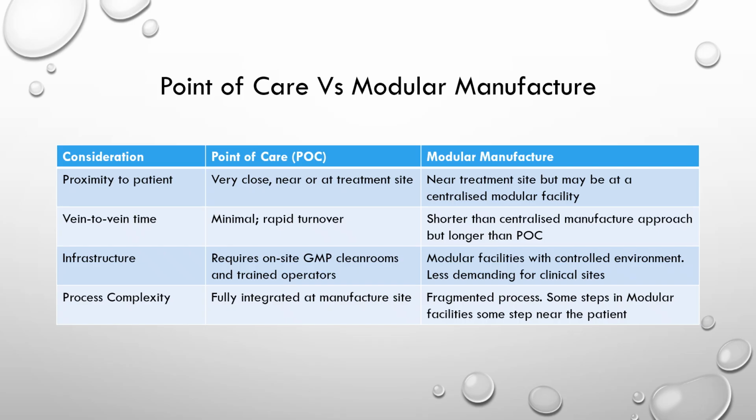Complexity. Well, for point of care, it would be fully integrated into your manufacture site, whereas for modular, there'll be some steps with regards to delivering the drug to the patient. So there will be some, I wouldn't necessarily say fragmented, that might be a bit of an overkill, but there would be more steps in modular facilities to bring the drug to the patient.